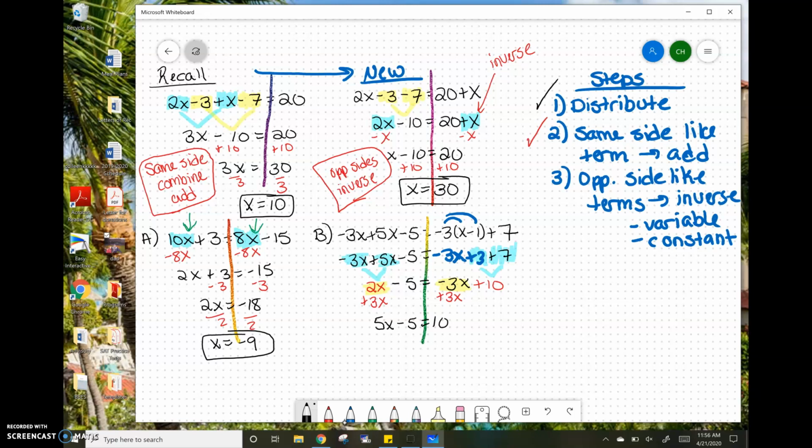And hopefully from here, you know exactly what to do. Inverse of add 5 on both sides. So 5x equals 15. And then divide both sides by 5. So x equals 3.